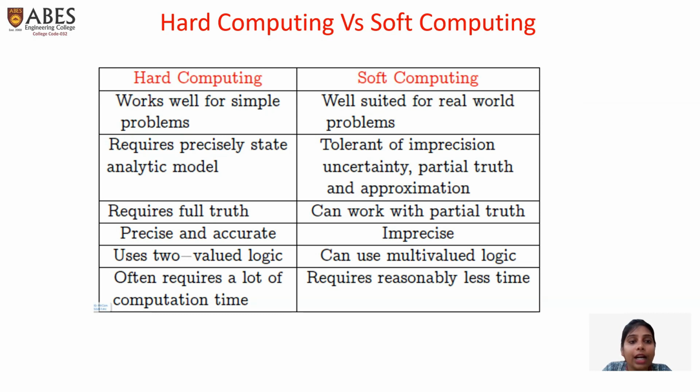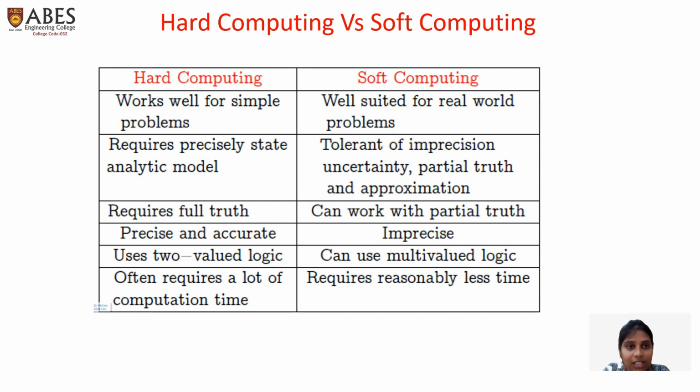The second difference is that hard computing requires a precisely stated analytical model, so it uses precise models. But soft computing is tolerant of imprecision, uncertainty, partial truth and approximation. The third difference is that hard computing requires full truth, since it has to give the problem solutions in the form of yes or no. But soft computing can work with partial truth. It doesn't require fixed, accurate values, so it can work also with partial truth.